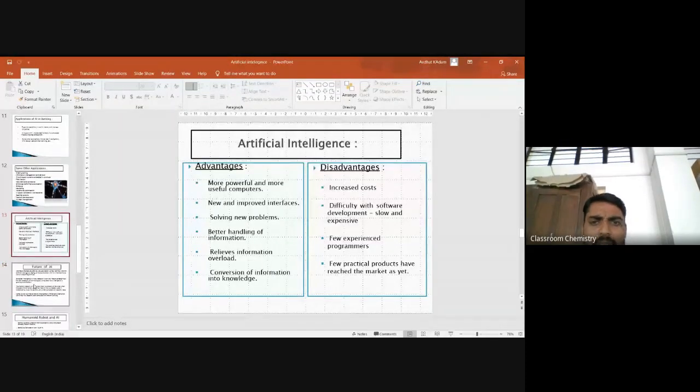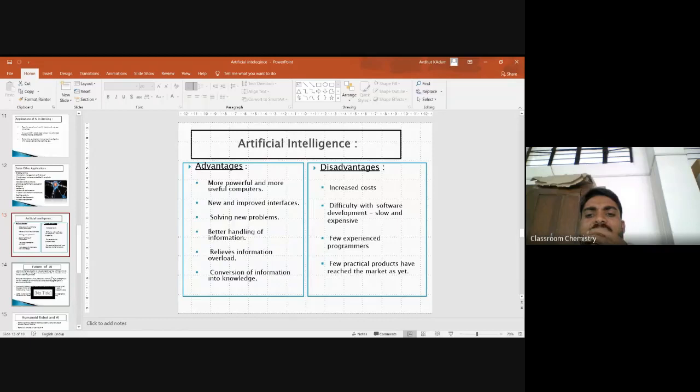Now we focus on the advantages and disadvantages of artificial intelligence. First, the advantages: more powerful and more useful computers, new and improved interfaces, solving new problems, better handling of information, relieving information overload, conversion of information into knowledge.